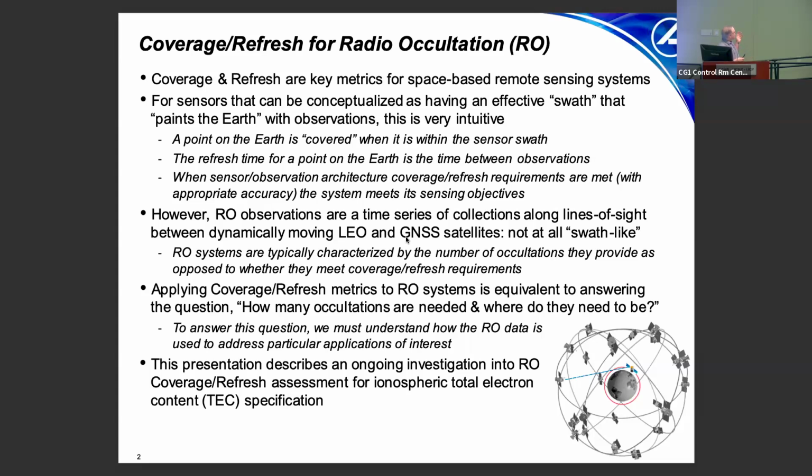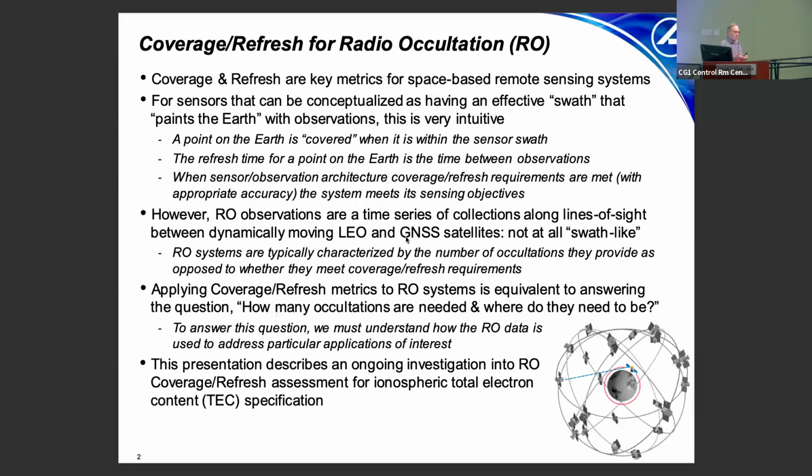The problem is that radio occultation, with its sort of pencil beam geometry, doesn't really adhere to that very well. You can think of it as having some sort of swath width, but there are only little pieces within the swath that we get. And when we ask what the accuracy is, we can talk about the line of sight TEC accuracy along any individual occultation, but that's not necessarily what an end user wants. They want the TEC accuracy from some point on the ground to a point in space, maybe vertical, maybe not vertical. So now the issue is, how do you talk about coverage and refresh?